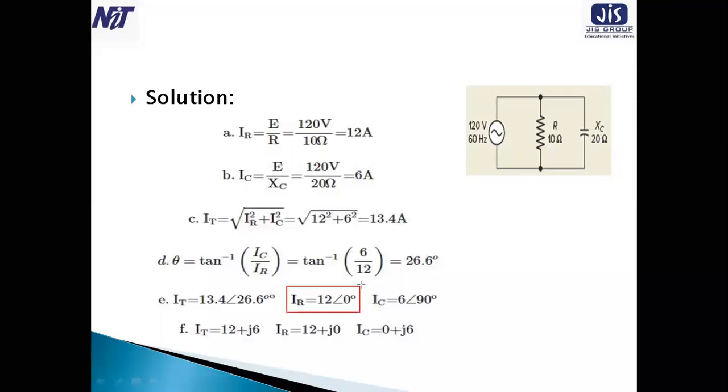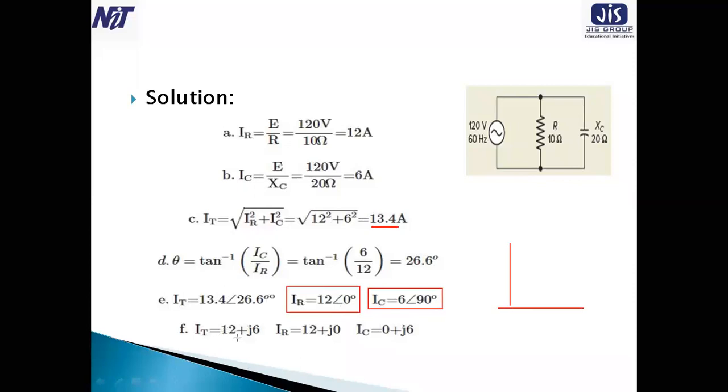angle 0 degrees. IC is at 90 degrees. That means IC is 6, so 6 angle 90 degrees, because IC is actually leading. IC will lead, so that's why it is 6 angle 90 degrees. And IT is 13.4, because the angle theta is 26.6. So the angle is 26.6 and the IT value we found is 13.4. So 13.4 angle 26.6.